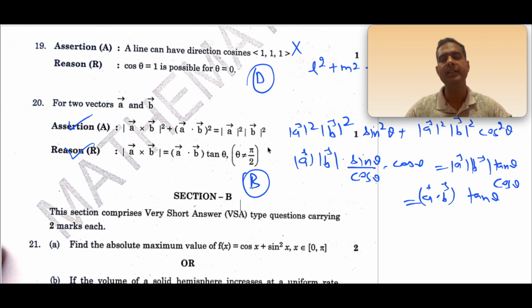So these were the 20 MCQs of 2026 CBSE Maths Board paper. I hope you would have done well.